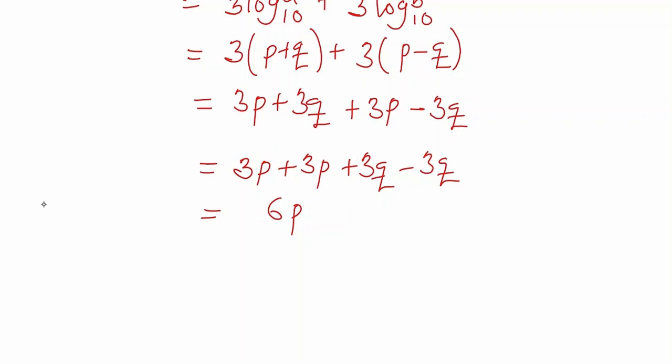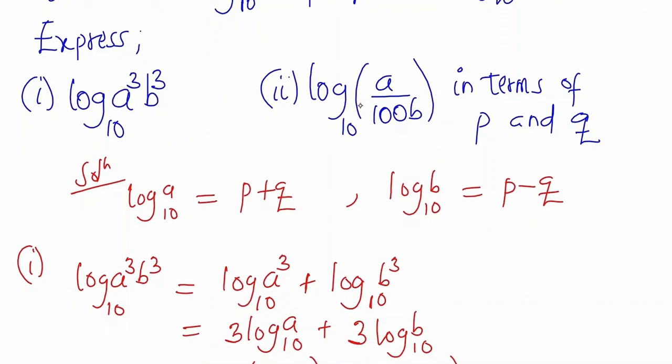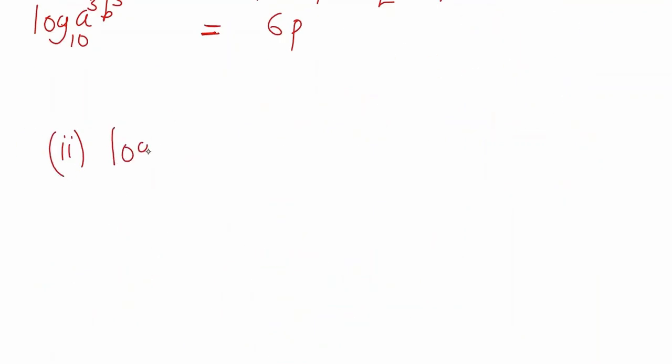So this implies that the logarithm of a cube b cube to the base 10 is the same thing as 6P, and this is the solution. Now let's try the next one. The next one said that we should express log a over 100b base 10 in terms of p and q.